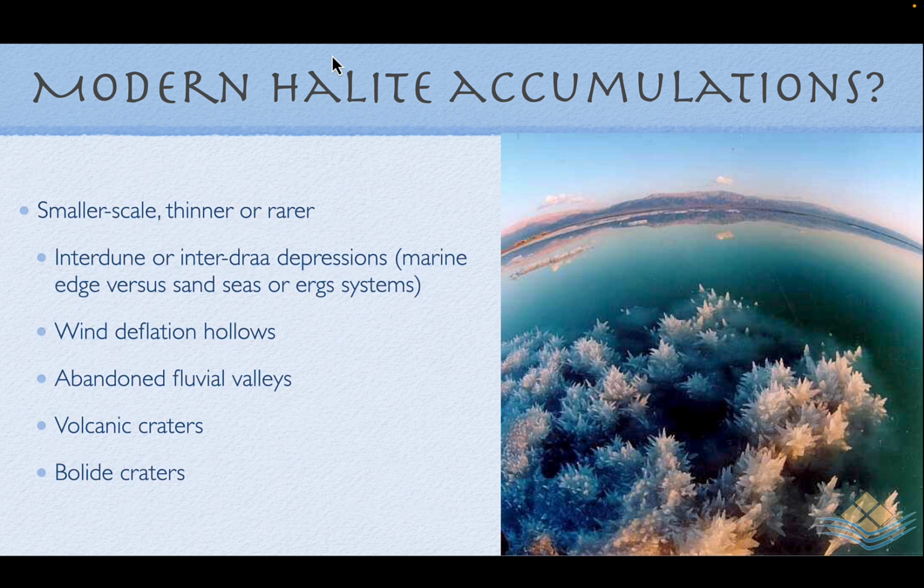Most of the accumulations that we see in these saline geosystems are smaller scale, they're thinner, and they're rarer. So we see interdune sumps, we see wind deflation hollows, we see abandoned fluvial valleys, we see small accumulations in volcanic craters in semi-arid regions, and on the broader scale with a longer time frame, as we'll discuss in the final climate association, bolide craters are quite important in determining the nature and the type of salt, and also short-term climatic conditions, as we'll talk about looking at the Archean, and also having a look at the end of the Mesozoic, the extinction of the dinosaurs related to the impact of a large bolide.